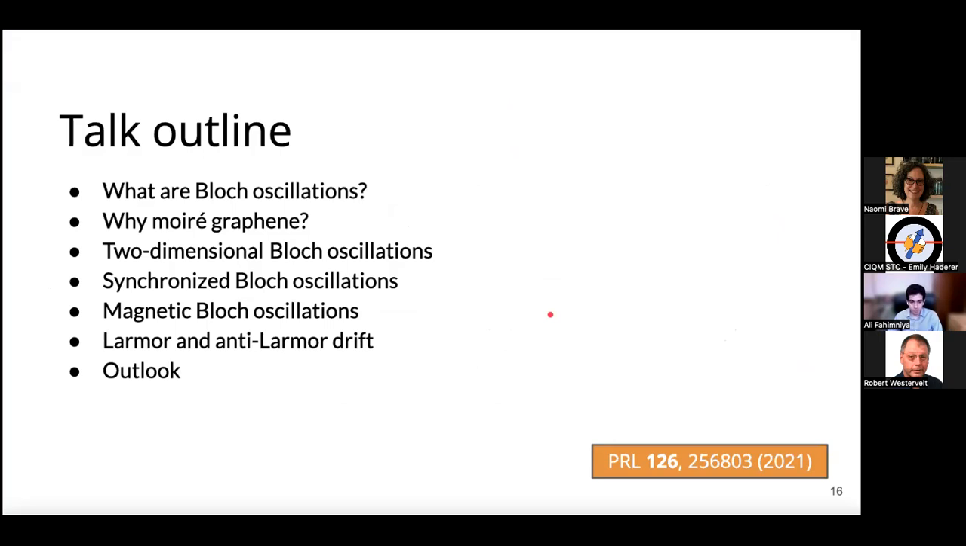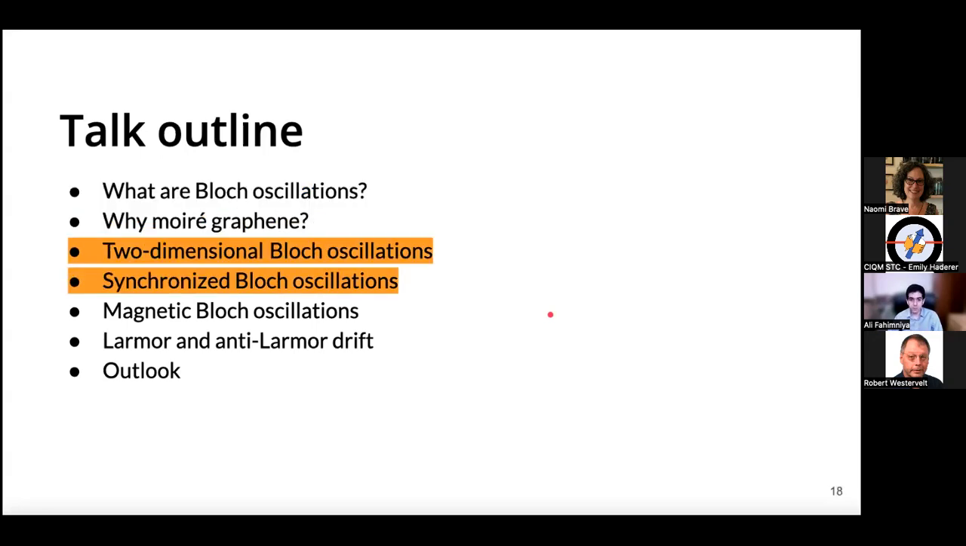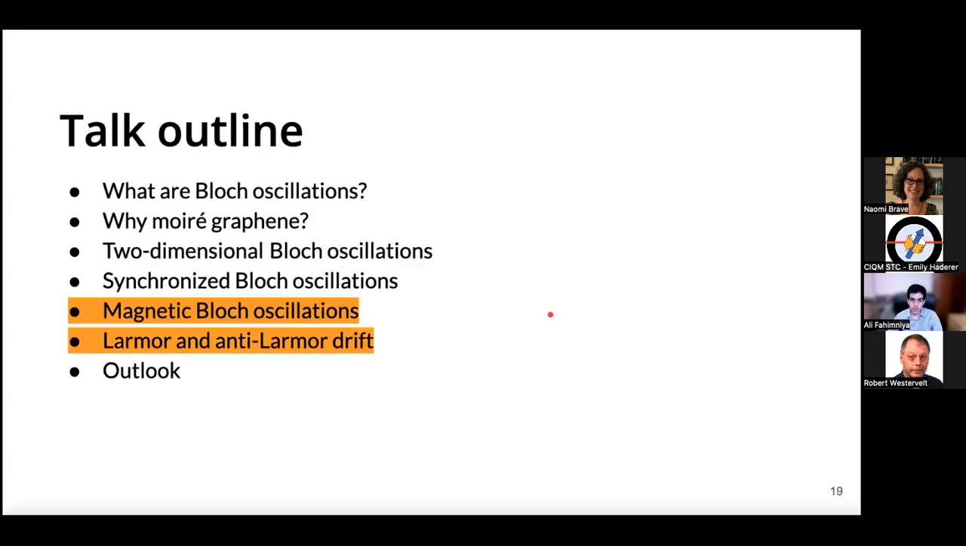phenomena. This is the outline of my talk, and I will cover three general topics. I will continue in my introduction to Bloch oscillations and talk about where we can find them and make the case for moiré materials. Then I'll move to two-dimensional Bloch oscillations and how to achieve collective oscillations such that all electrons move in sync. And finally, I'll talk about magnetic Bloch oscillations and the peculiar dynamical phase that is induced by the magnetic field.